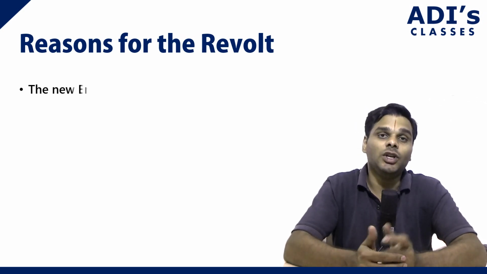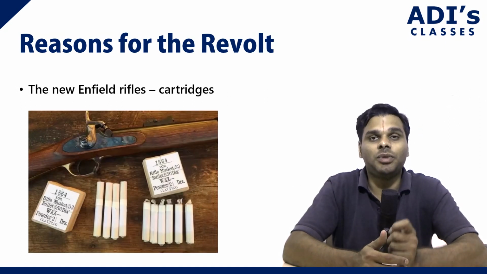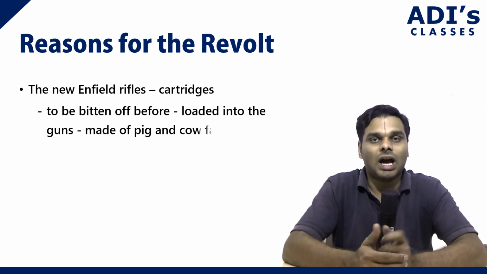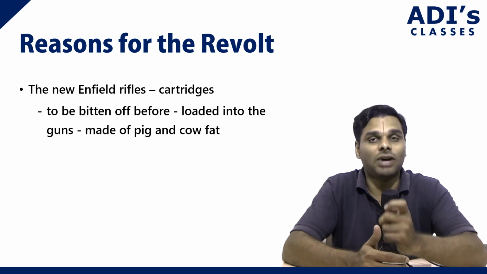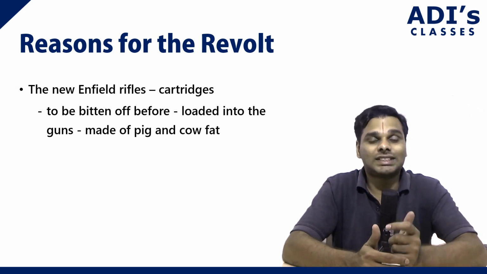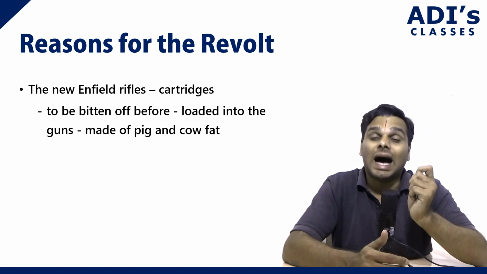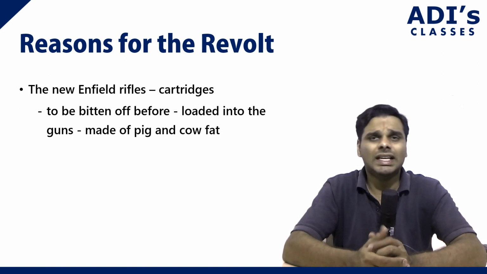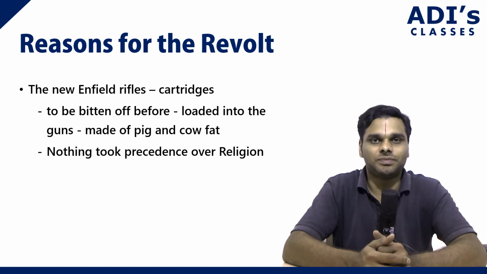Number one, the new Enfield rifles introduced had cartridges that had to be bitten off before they could be loaded into the guns. However, the cartridges were said to be made of pig and cow fat. Cow was sacred to the Hindus. Pig was considered unclean by the Muslims. It was haram for them. In that day and age, nothing took precedence over religion.